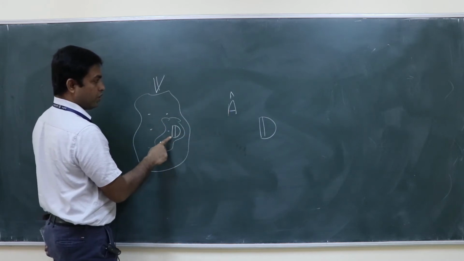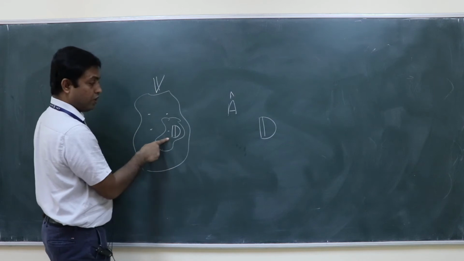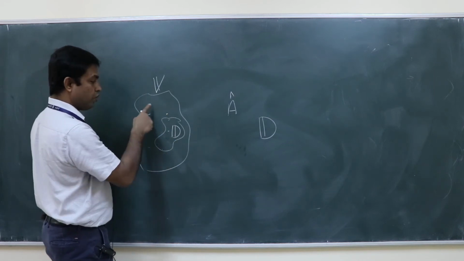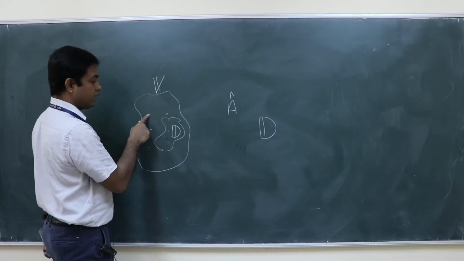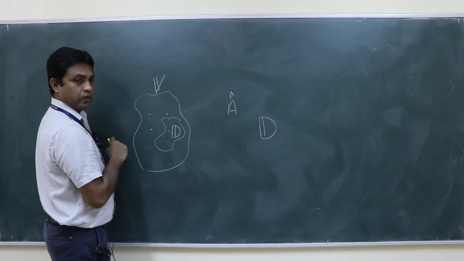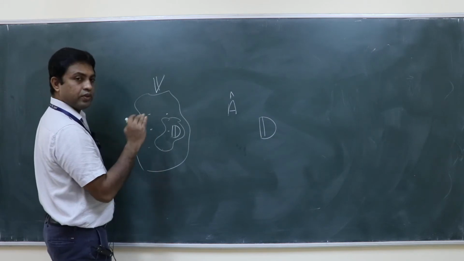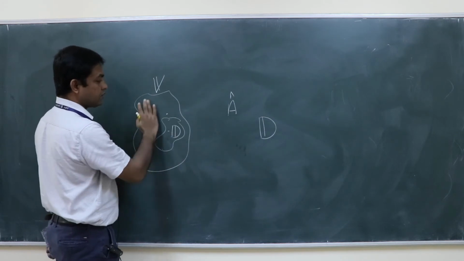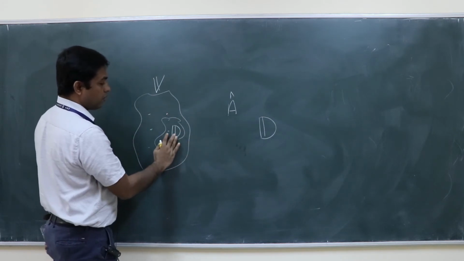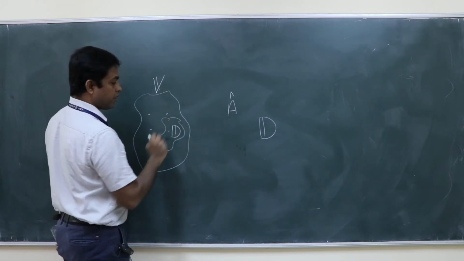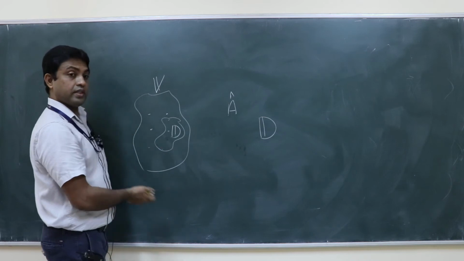When will you say that D is dense for the operator A? When will you say that the domain of the operator A is dense? You take any vector in this vector space. If in the neighborhood of that vector, you will find another vector which is an element in D, then if that condition is satisfied, we say that D is dense, or the domain of the operator A is dense, or the operator A itself is dense.